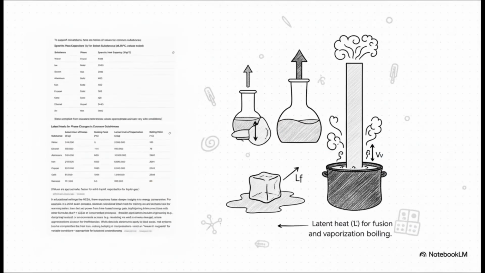There's the latent heat of fusion, that's LF, which is for melting or freezing. And then there's the latent heat of vaporization, LV, for boiling or condensing. And just look at the difference for water. It takes 334,000 joules to melt a kilogram of ice, but it takes a staggering 2,260,000 joules to boil that same kilogram of water into steam. That massive amount of energy is exactly why a steam burn is so much worse than a burn from hot water.